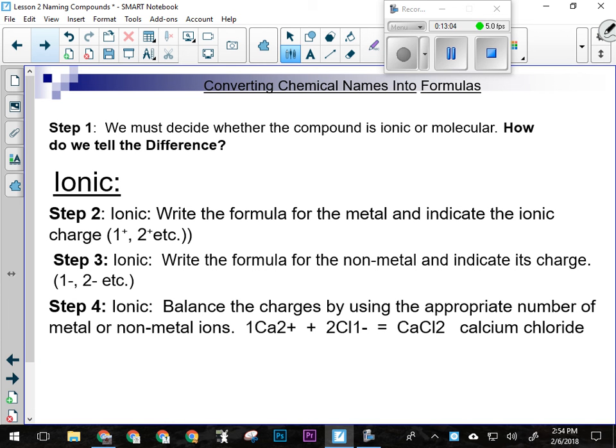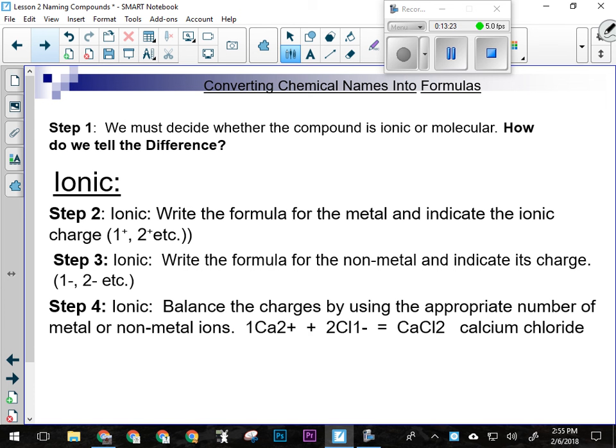Now we got to look at going the other way. We've been looking at, all right, I have the formula, I got to get the name. Now I've got the name, I need to come up with the formula. The first thing you need to do is figure out whether it's ionic or molecular, because the rules are, again, a little bit different for each one.